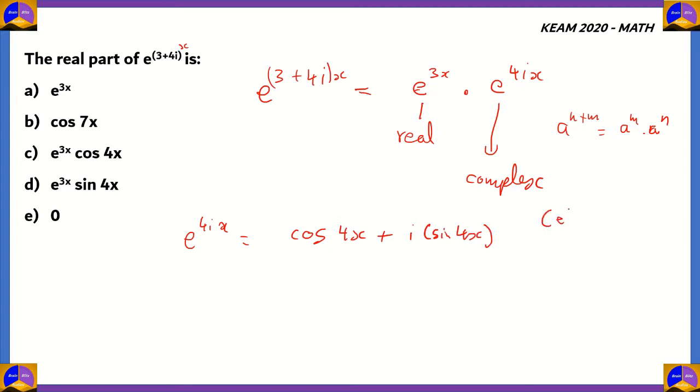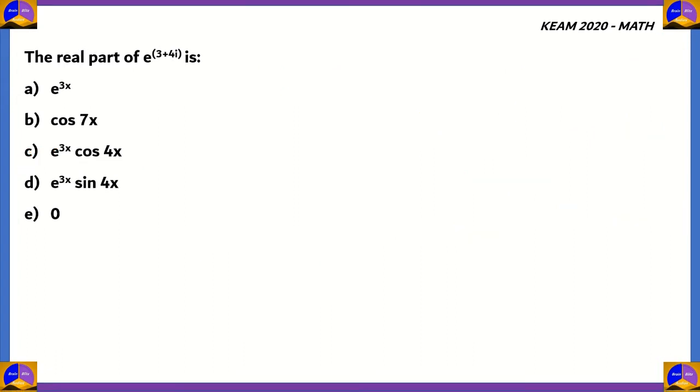This is basically the formula e raised to i theta is equal to cos theta plus i sine theta. So if you were to represent the complex numbers in another form, then that is cos theta plus i times sine theta, and that's what we did. So now we know that cos 4x is the real part of e raised to 4ix, and since e raised to 3x is also real, we can multiply those two, and the real part of the entire exponential function is option C, e raised to 3x times cos 4x. So therefore option C is the correct option for this question of mathematics.